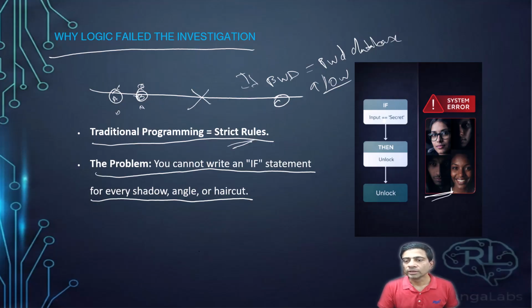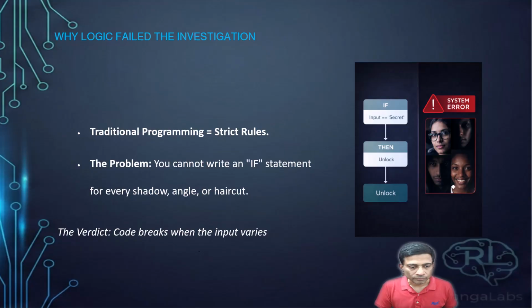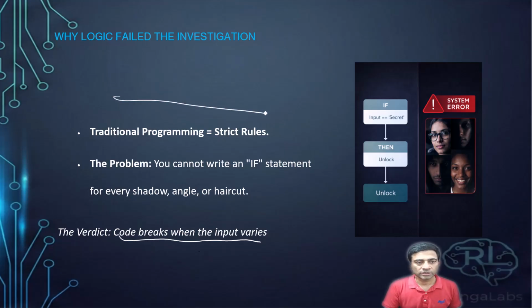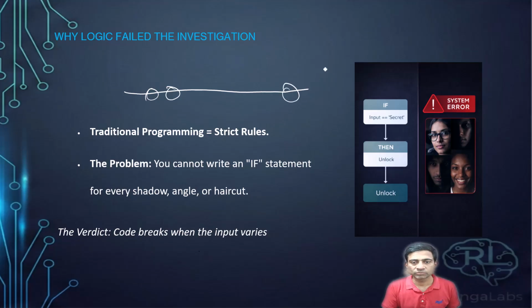In the case of a password, it is very easy. The input is the secret, it unlocks, and that's it. But in the case of faces, you cannot use programming. The verdict: code breaks when input varies. I keep going back to the same example because it is the easiest one to explain the thing: this is A, this is B, this is C, and if A or B slightly changes, you will not get C, and the programming fails.